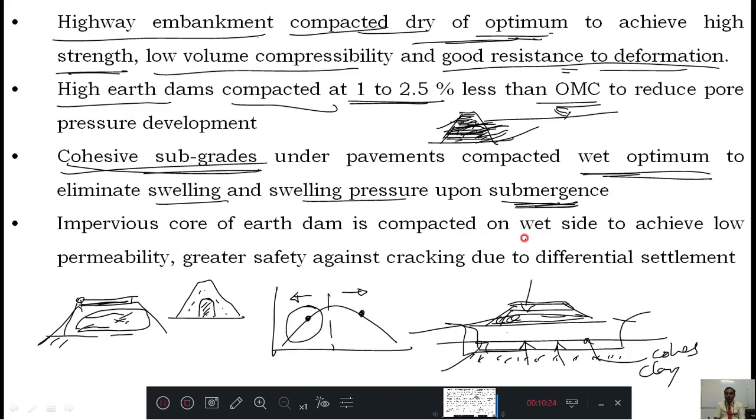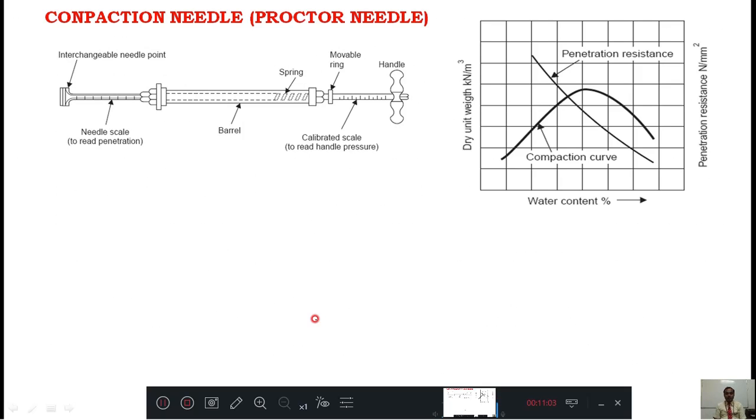Okay, the core is compacted wet side of the optimum, and why? Because the permeability should be low. Water should not pass through here, it should go like this. Why the water path should be a longer path, why it should pass like this, that you are going to study in the next semester. There we are going to do seepage analysis. Okay, and greater safety against cracking due to differential settlement. Wherever you find differential settlement, there you need to go for the wet side of the optimum. These are some examples of how this water content, OMC, is controlled based on the field application.